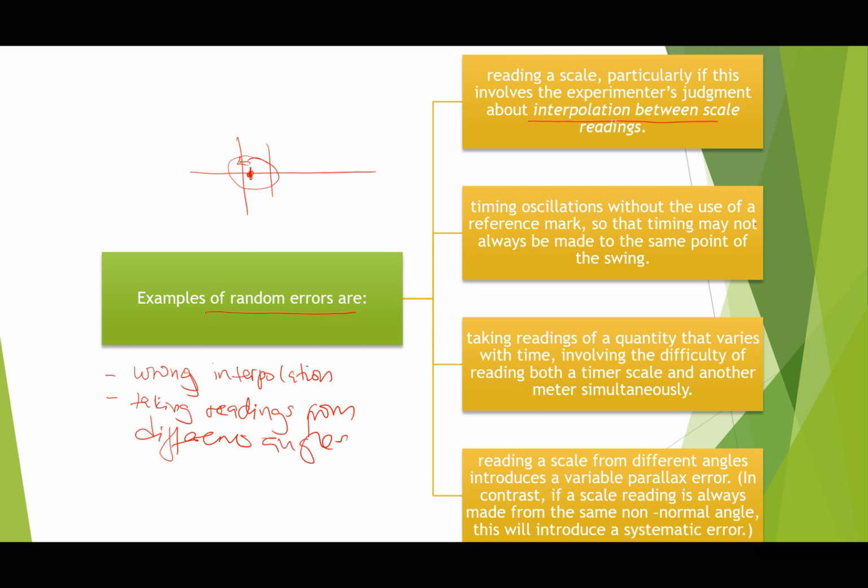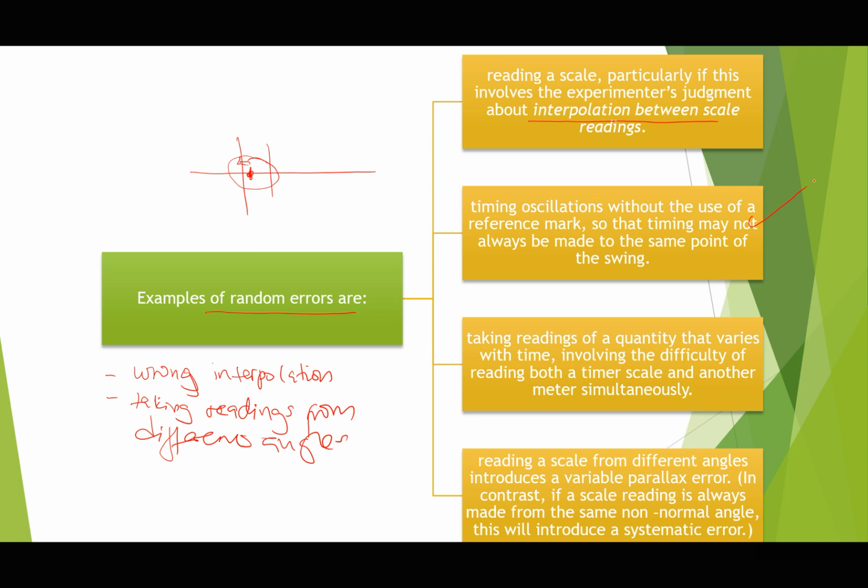Number three, which is also important, if we are timing oscillations, many times we don't count oscillations from a reference mark. So when we are timing oscillations, sometimes even the amplitude gradually reduces and we still count them as full oscillations. In the practicals, we improve this by counting oscillations from the center or from the middle, where we place normally the mark. So timing oscillations without using a reference mark is also introducing a random error.